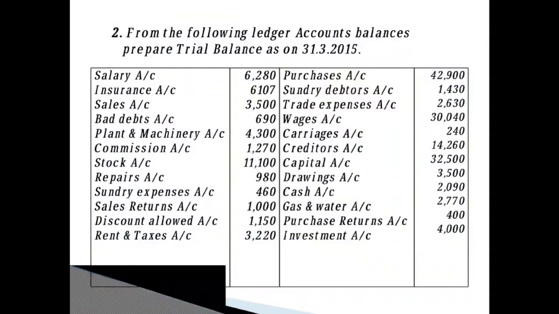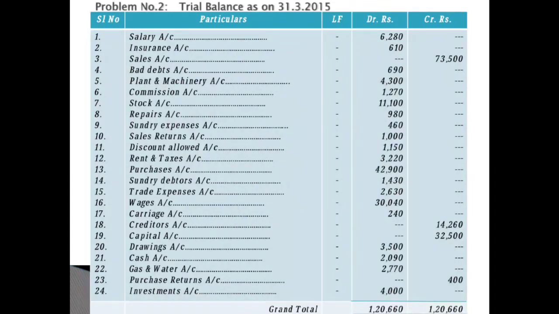Okay, the next you have purchases account, 42,900. Now purchases account shows expense for us. So debit balance. See, the 13th one, purchases account, in the debit column we have recorded 42,900 here.